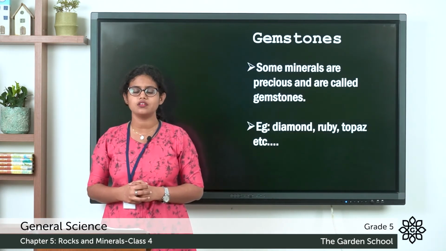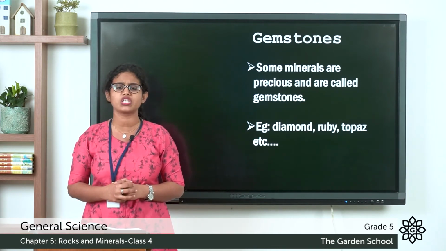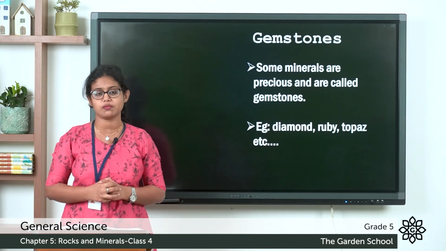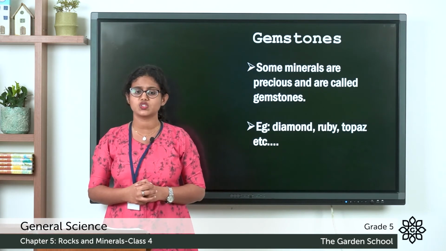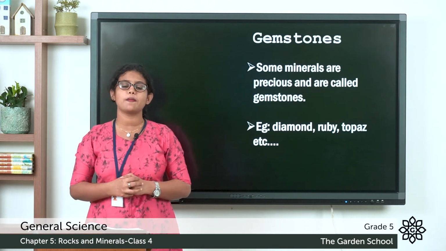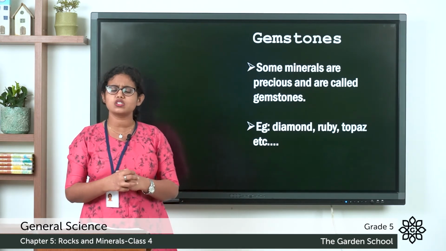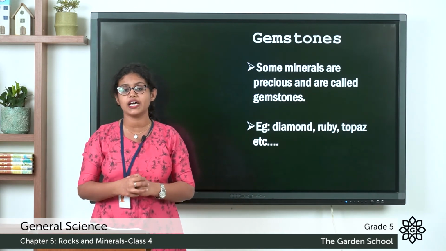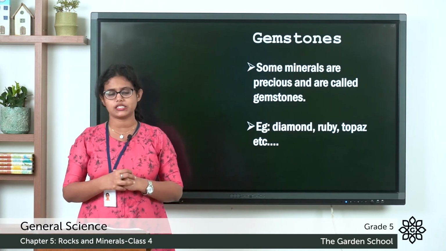Coming to the next one, it is about gemstones. So there are some minerals which are very precious. Such minerals, we call them gemstones. So for example, ruby, diamond, topaz, all these are examples of gemstones. And most of these minerals are very hard. And one such example is the diamond. Diamond is one of the hardest of all materials.